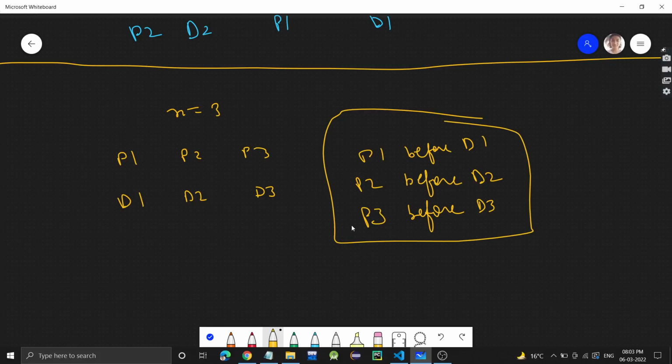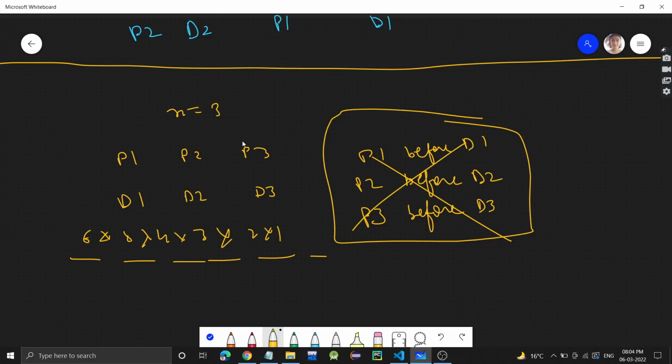Fine. Now guys, see, if there is no such condition that D1 should always come after P1 like that, then it's simple, right? If we have to arrange these 6 things, then how many ways are there? 6 into 5 into 4 into 3 into 2 into 1. That is, if we have to arrange these 6 items, 6 things, so there could be 6 factorial. That is, n factorial.